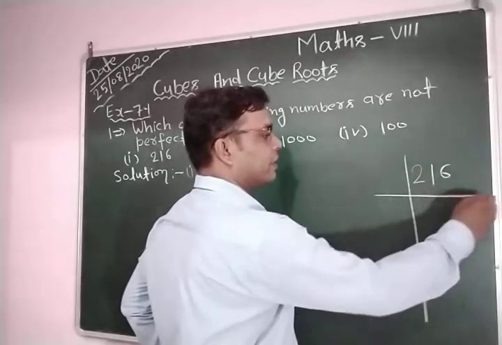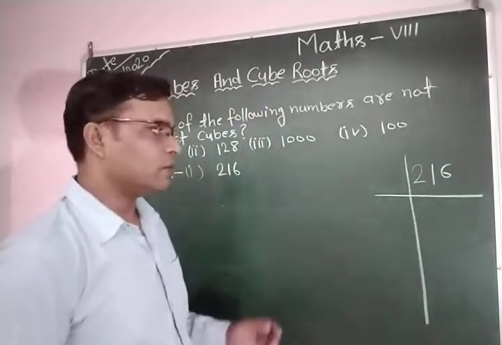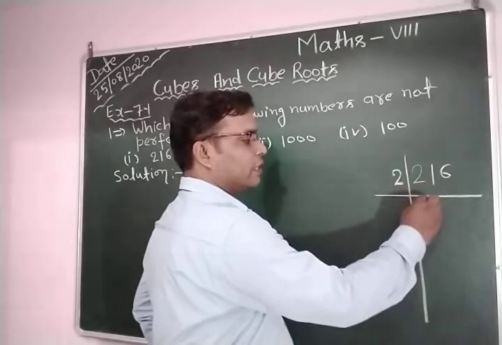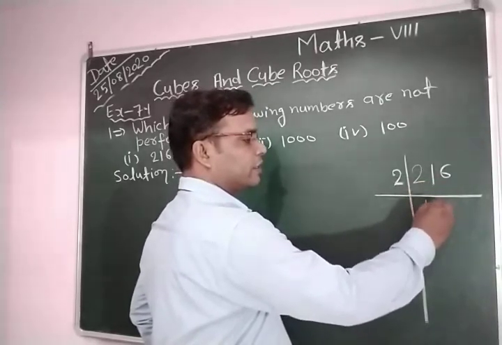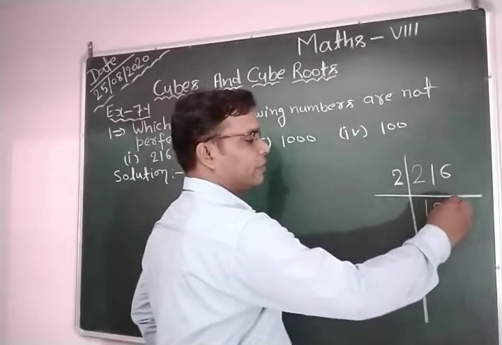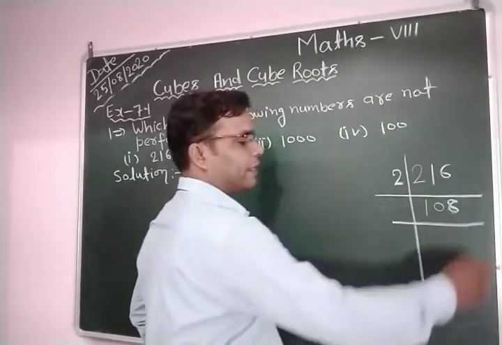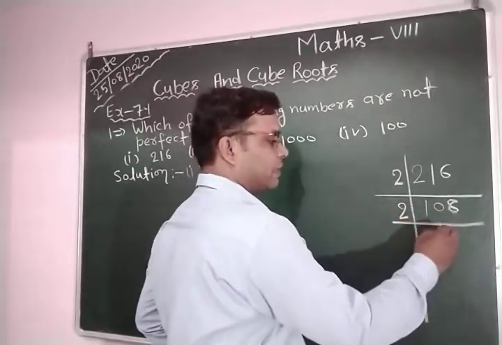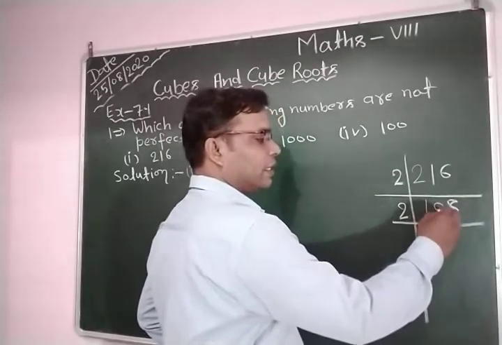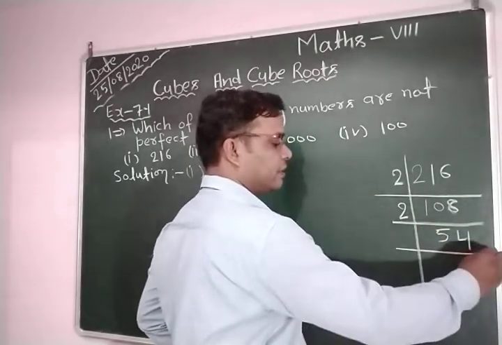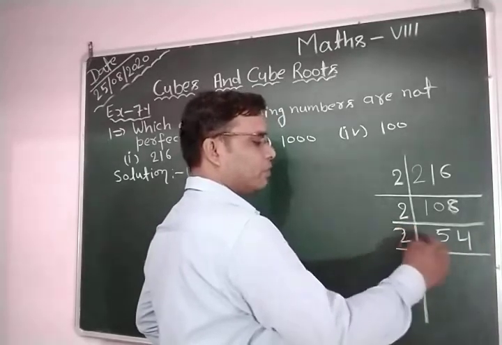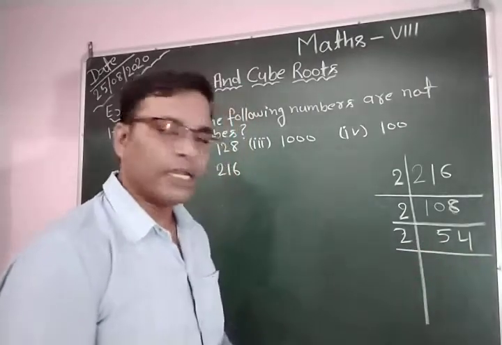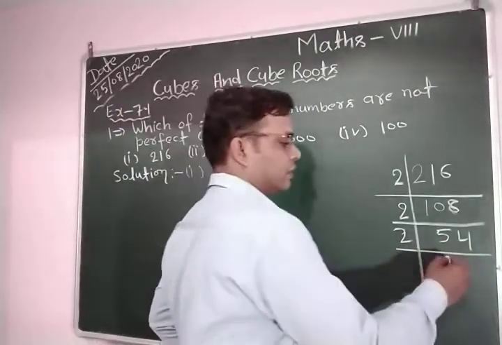Here you can make this table and divide by 2 and write the quotient here. If you divide this number by 2, we get 108. If you divide 108 by 2, you obtain 54. Again we divide 54 by 2, then the quotient is 27.